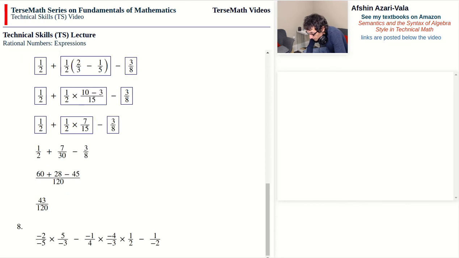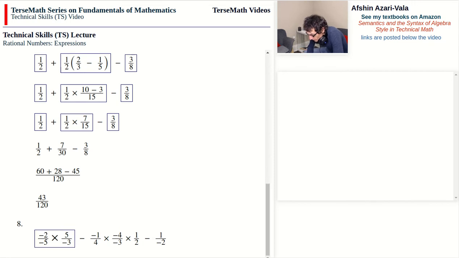Problem 8. Now we've got a lot of negative numbers, and this is where dealing with your negatives first becomes really handy. You'll notice that this problem, which looks like it will never ever finish, will actually turn into a very simple problem in one step. Let's take a look at how. First, we identify the terms.